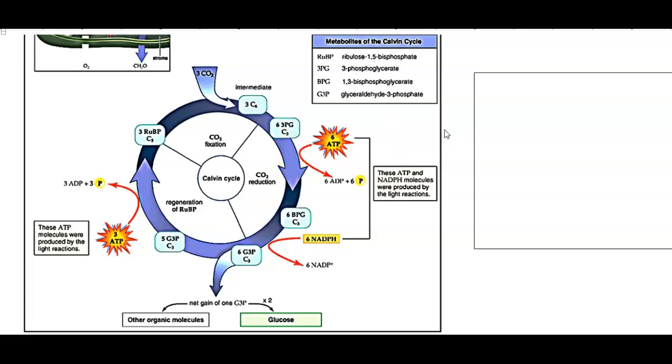6,3PG. Notice it has 3 carbons. And this is where it's going to get reduced. It's going to be using 6 ATPs, and it's going to be using 6 NADPHs. So let's look at the ATP. ATP, there's a P. How many P's? 3 phosphates, right?